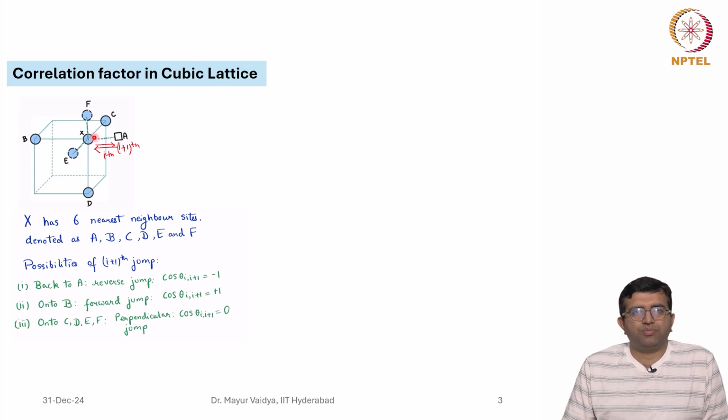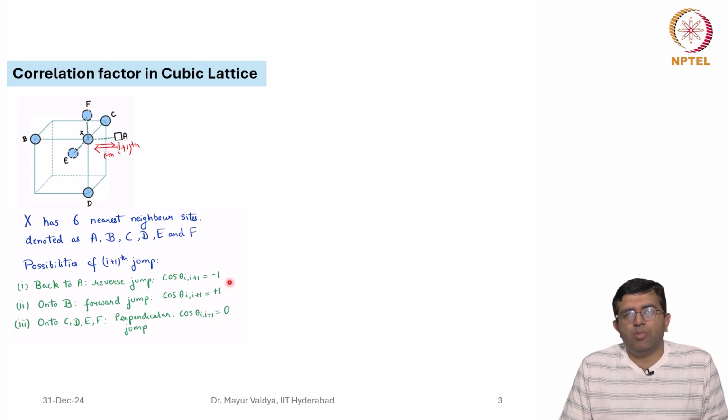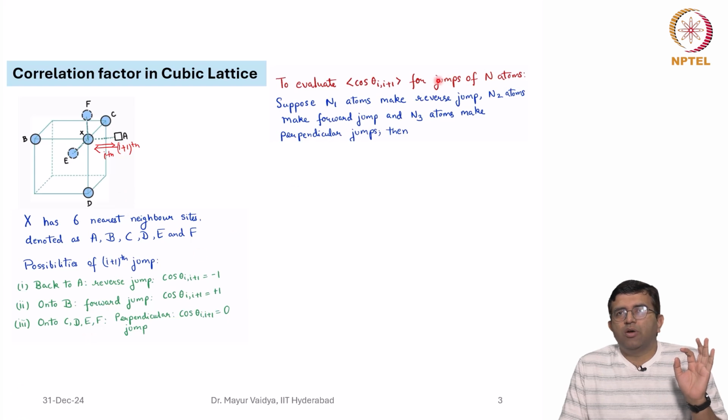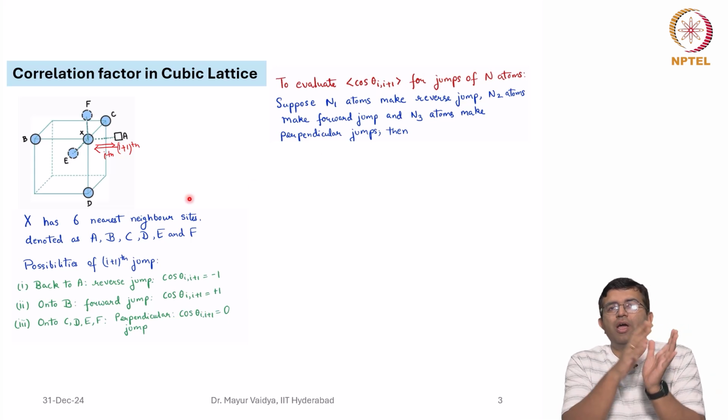So the tracer, or the atom, can make the reverse jump, then cos theta i,i+1 will be equal to minus 1. It can make a forward jump, in which case cos theta i,i+1 will be equal to plus 1. Or it can make a jump to any of these four sides, in which case it will be a perpendicular jump, so cos theta i,i+1 will be equal to 0. Now remember, this is for one atom. Our task is to evaluate this average for jumps of n number of atoms. Therefore, I am repeatedly saying that we are evaluating the average for n number of atoms.